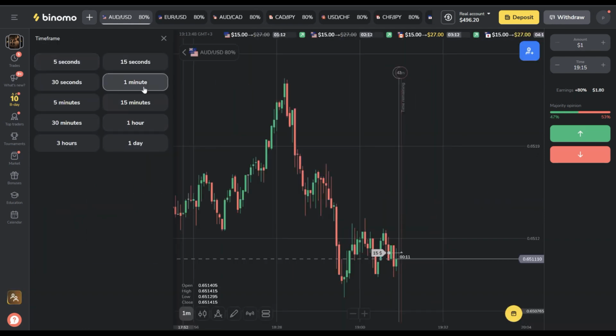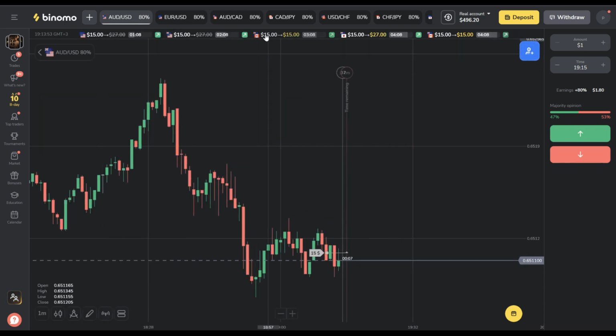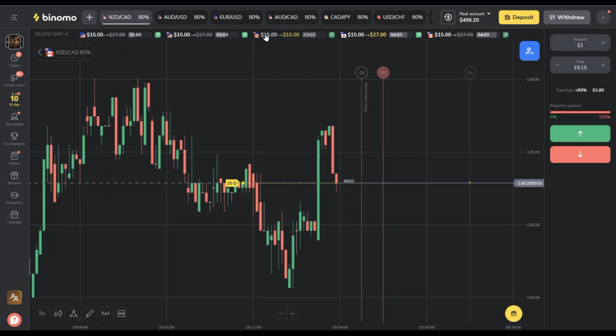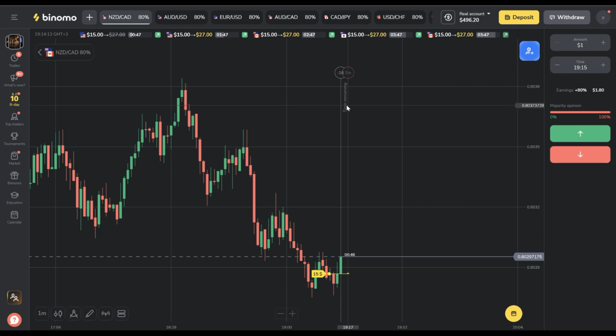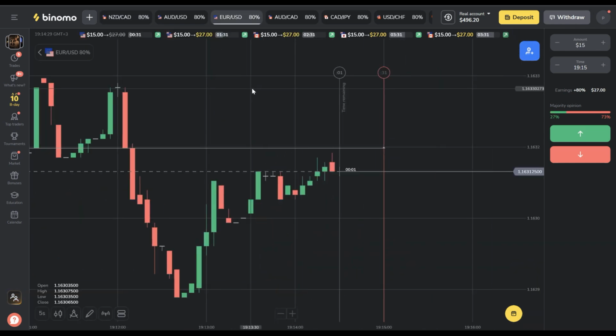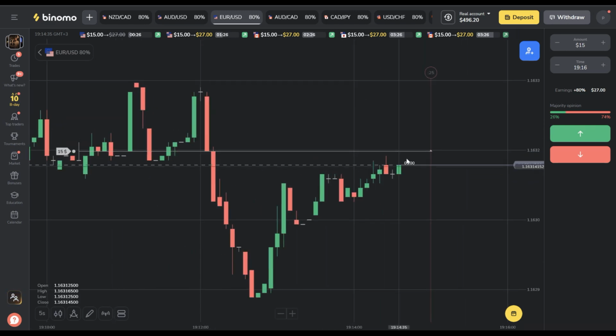Okay, the Australian dollar is also near the entry point. Nothing significant is happening yet. The price hasn't moved far. New Zealand dollar, Canadian dollar, the price is currently rising. This is the euro dollar, half a minute remains. Let's see how the trade closes.